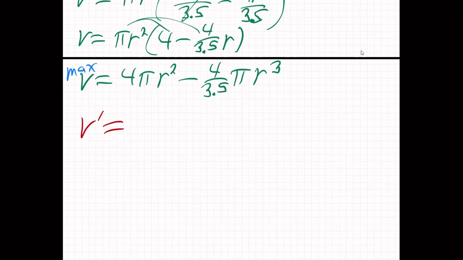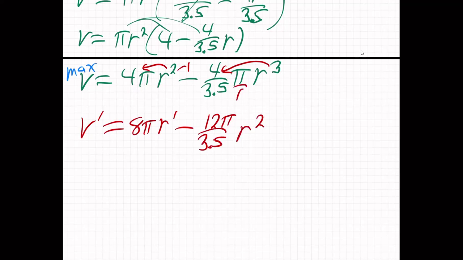So we go, okay, bring down that 8 pi r to the first, right? Subtract 1 from the power, minus, bring the 3 down to be 12 over 3.5. And I'll put the pi in the top up there. So pi is over 1, right? r squared, subtract 1 from the power, right? And we're going to set it equal to 0.